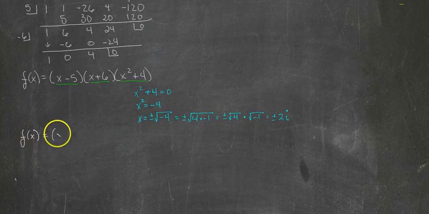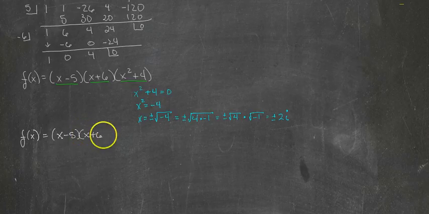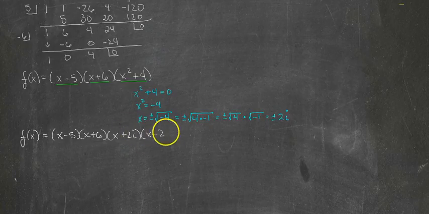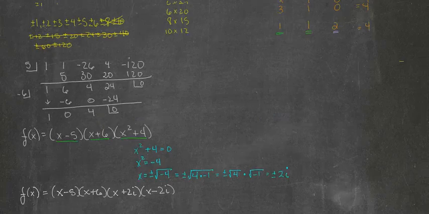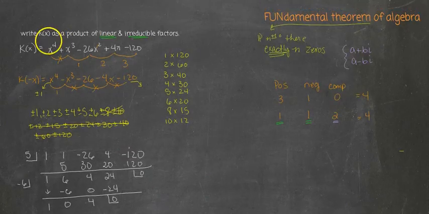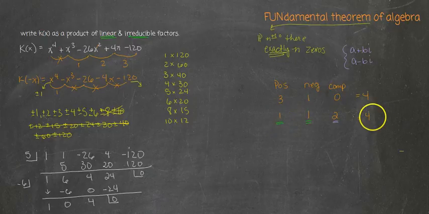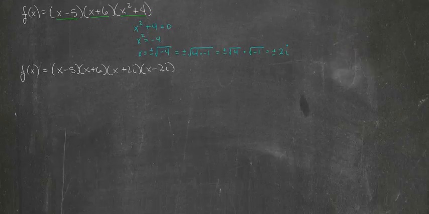So we have x minus 5, x plus 6, x plus 2i, and x minus 2i. I have 1, 2, 3, 4 factors. I fully expected 4 factors, and it fits one of the patterns I predicted: 1 positive, 1 negative, and 2 complex or imaginary.